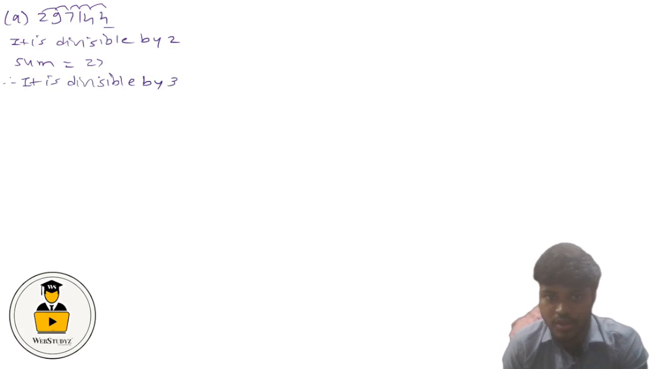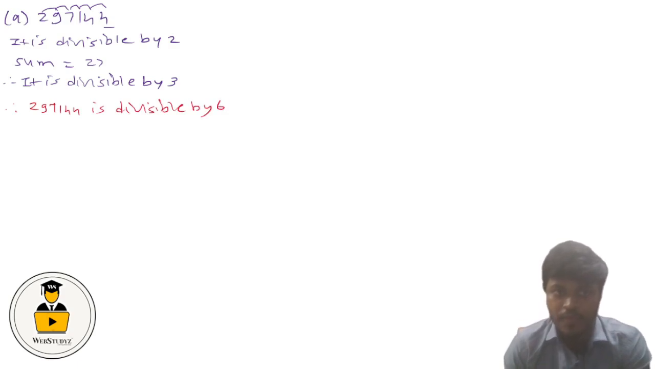So we can say that it is divisible by 3. Now since it is divisible by 2 and 3, we can say that the number is divisible by 6. Let us consider the next example.